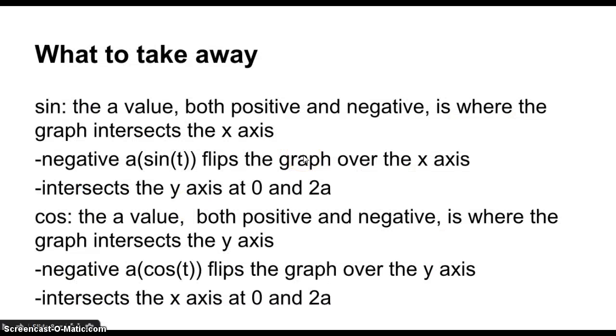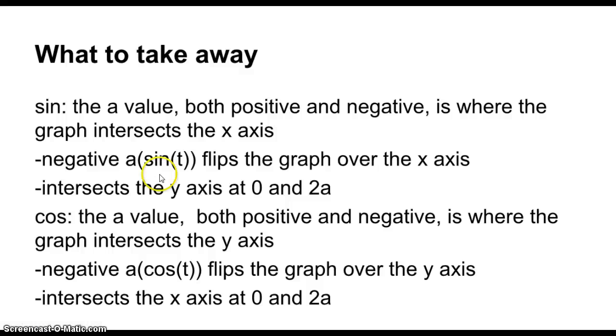What you have to take away, if you want to be able to graph it given the equation, or get the equation given the graph, is this. We broke it down into the sine equation and the cosine equation. For the sine, the a value is the most important. Both positive and negative, it's where the graph intersects the x-axis. It's going to intersect at the positive version of a and the negative version of a, no matter whether you have a positive a or a negative a. If you do have a negative a sine of t, that flips the graph over the x-axis, as you saw, but it looks identical still to the positive a.